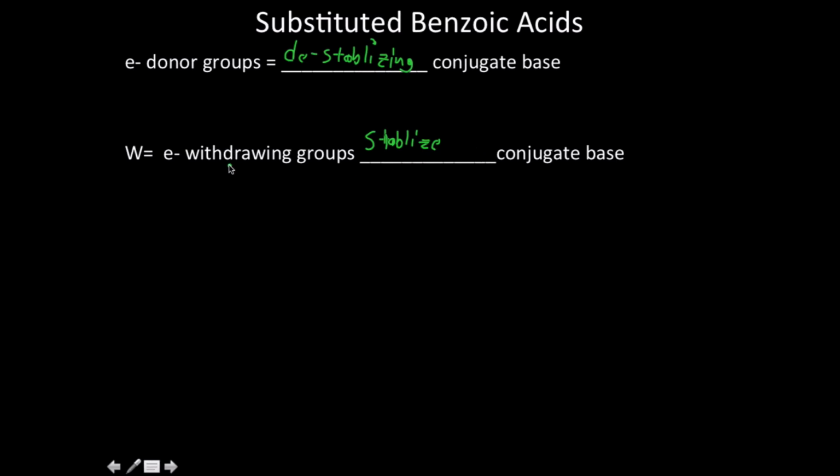Now, I'm going to define each of these terms with an example. An electron donor group, if you remember when we were talking about electrophilic aromatic substitution, these tend to be EAS activators. And I have a whole video on what each of those things is. For W, the electron withdrawing groups, these tend to be electrophilic aromatic substitution deactivators.